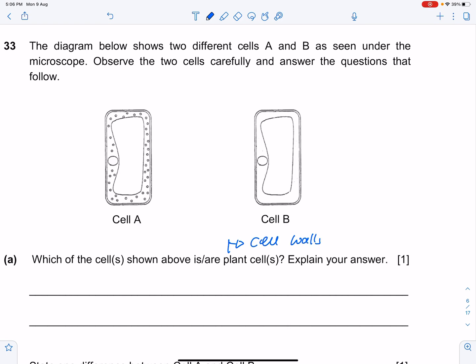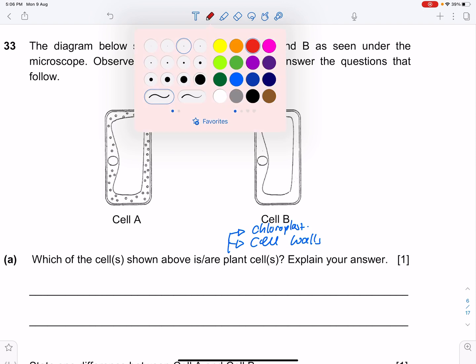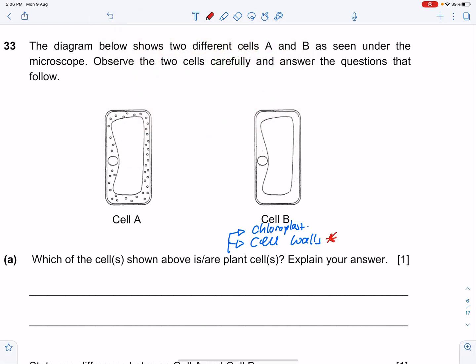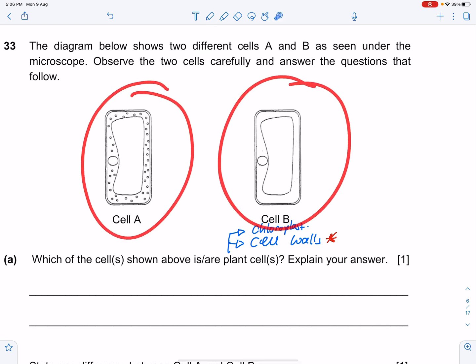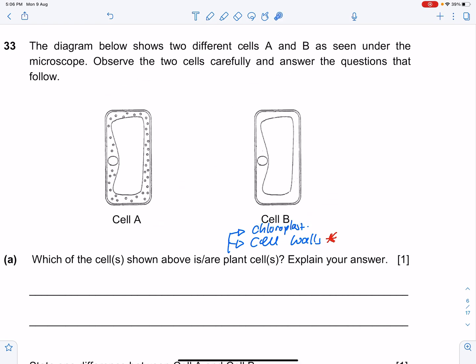Yes, you may also look out for chloroplast, but the one to go to is always cell walls. So cell walls basically protect the cells from injury. They also give a regular shape, and hence you see that both cells are actually quite rectangular.